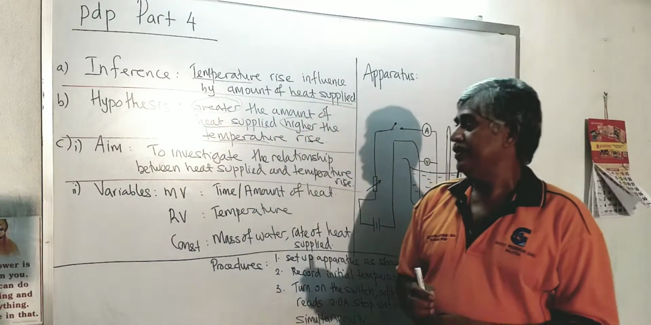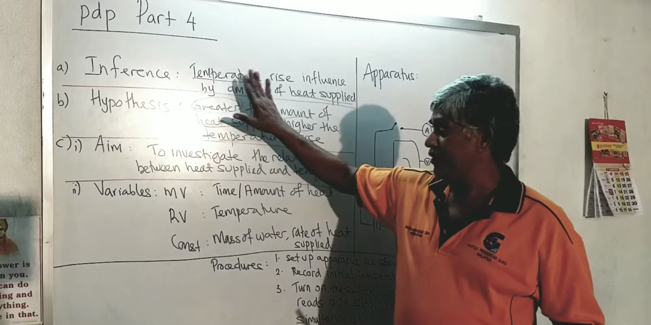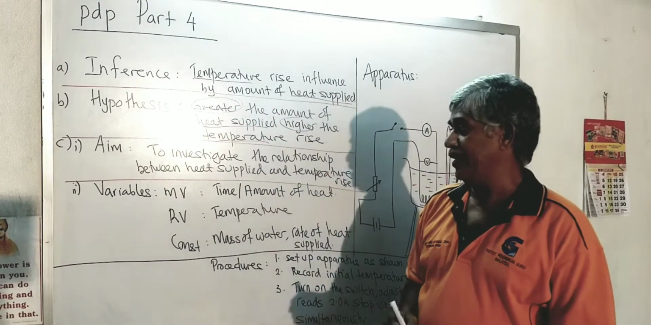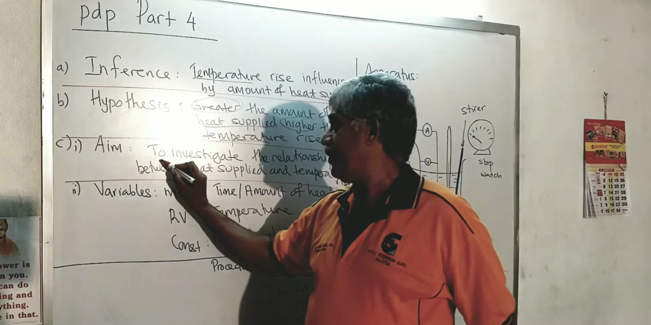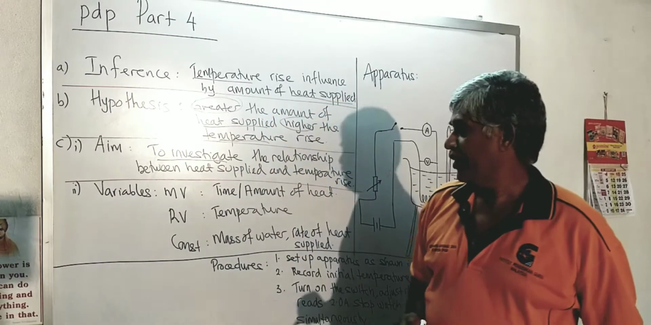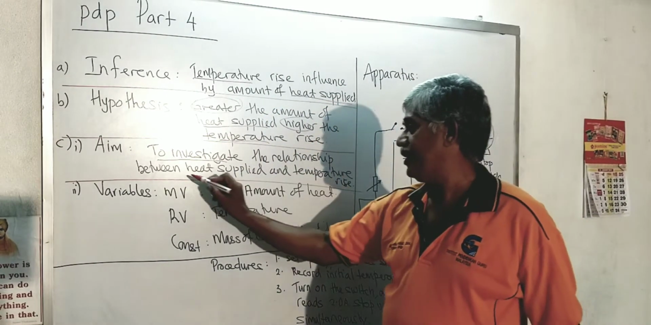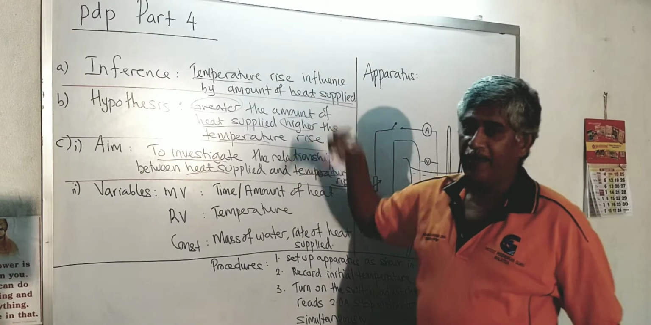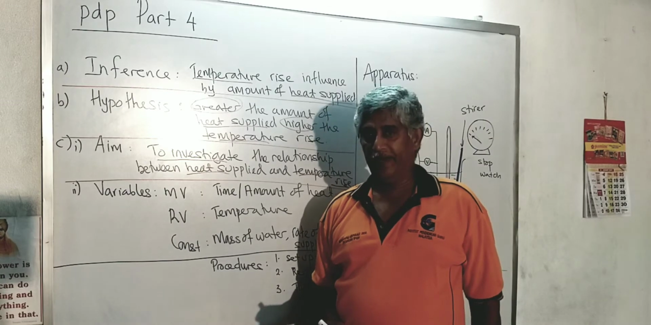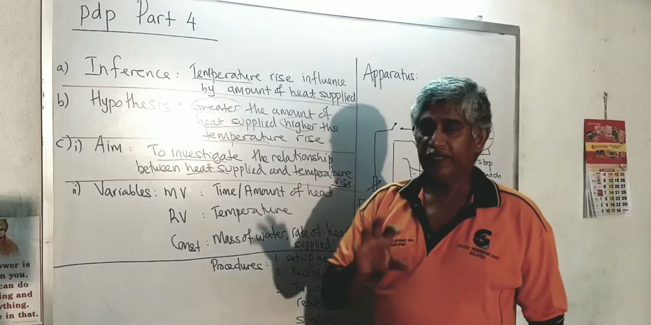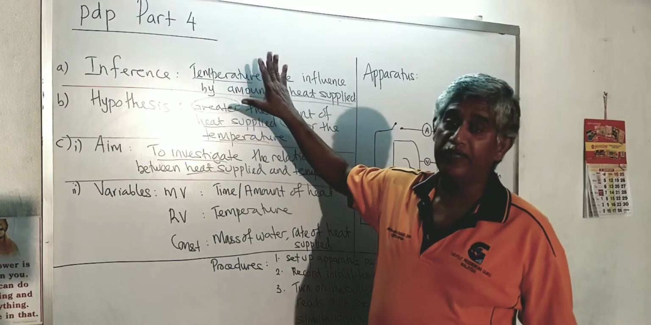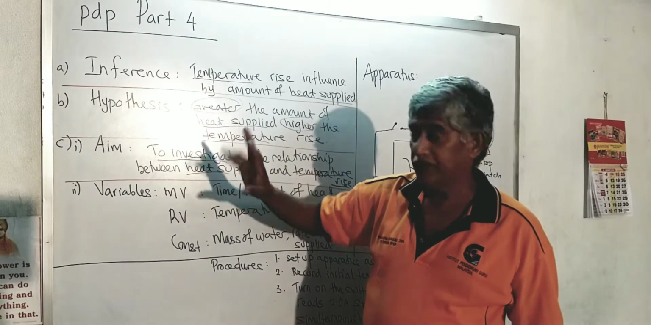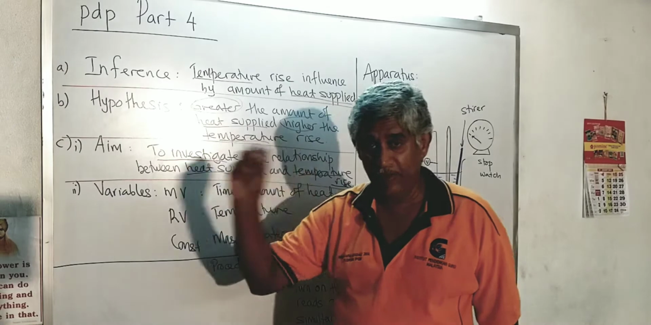So once you have temperature and heat, then the hypothesis you are making up here, the next is to investigate the relationship between heat supply and the temperature. So you can see everywhere these two variables are appearing. The way it is related is different. First the inference, second is the hypothesis, how they correspond, and the third is how you investigate both the variables.